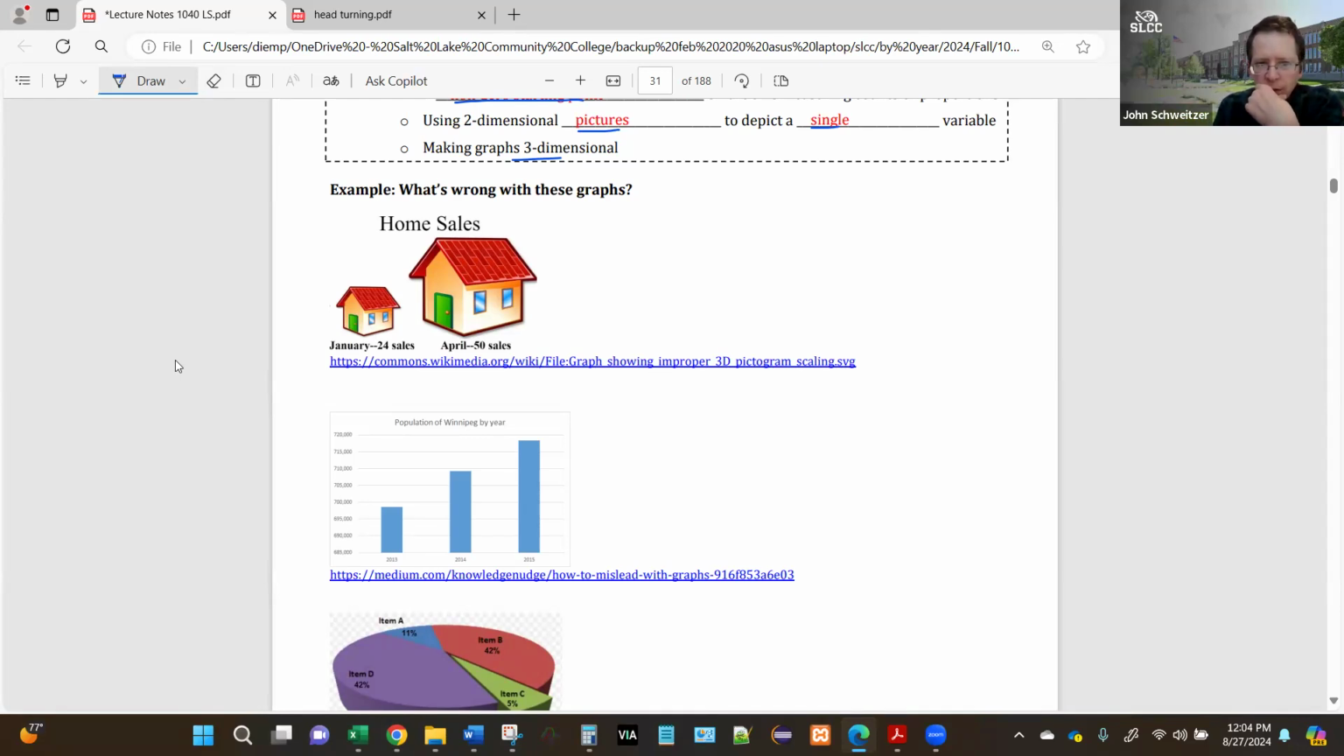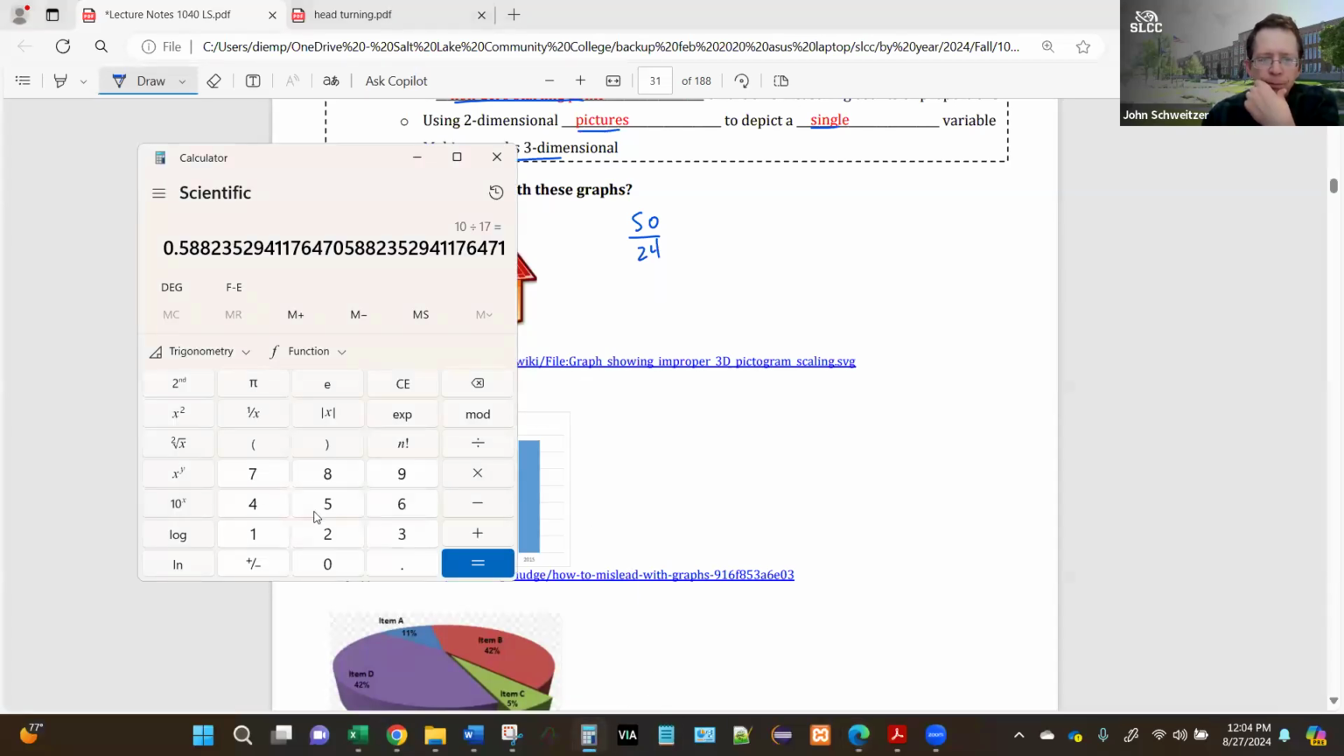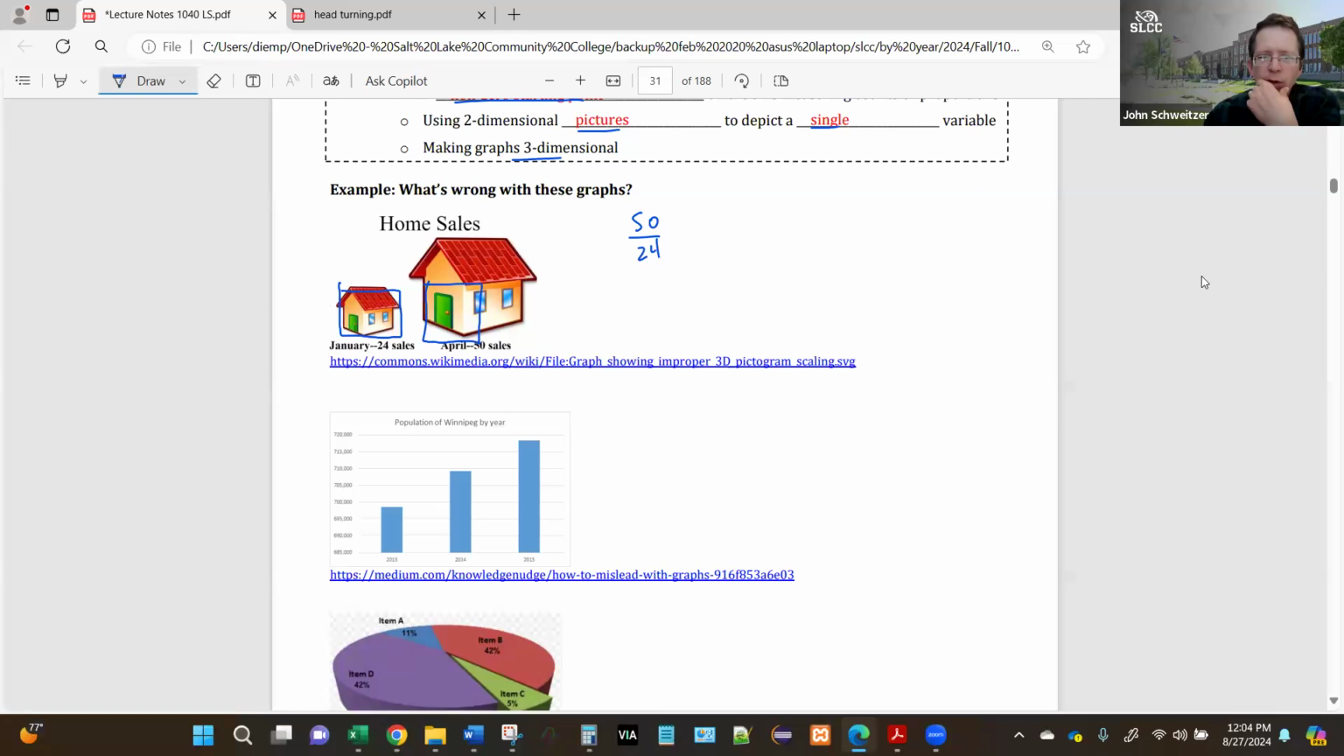Well, I can prove to you that this picture here is only about a fourth the size of this picture over here. Why is that a problem? Well, what's 50 divided by 24? It's about 2.08. If we just round to the nearest whole number, that's about 2. So the housing sales doubled from January to April. But if we look at this picture, it's actually about 4 times larger than the other one. So the amount doubled, but the picture size quadrupled.